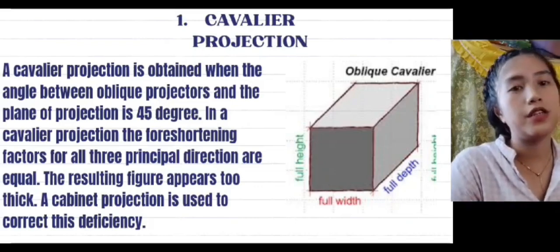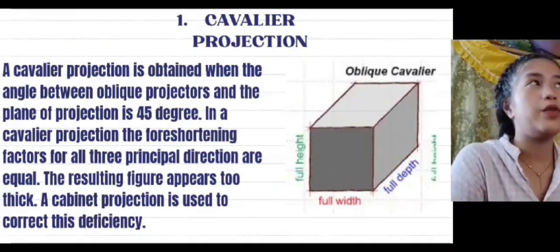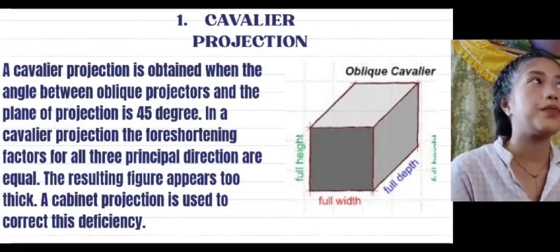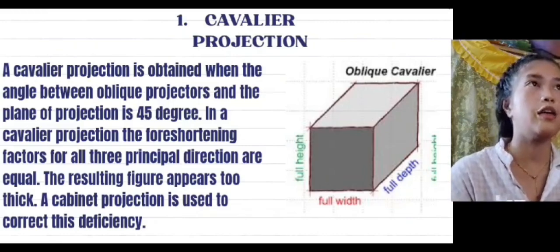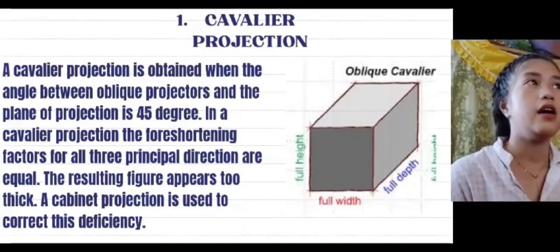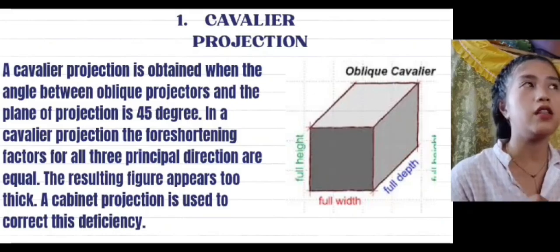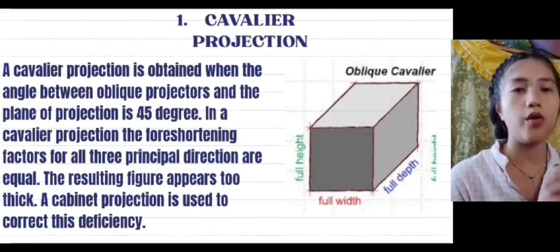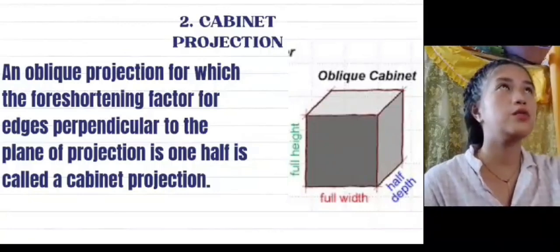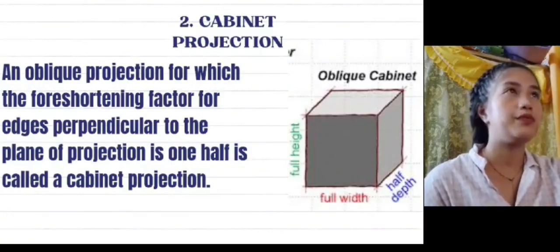So, the cavalier projection is a type of oblique drawing where the angles and lines are drawn full length, and the angle to the paper is 45 degrees. Well, this can only make the object look a bit too deep or thick. That's it for the cavalier projection. So, let's move to the second, the cabinet projection.